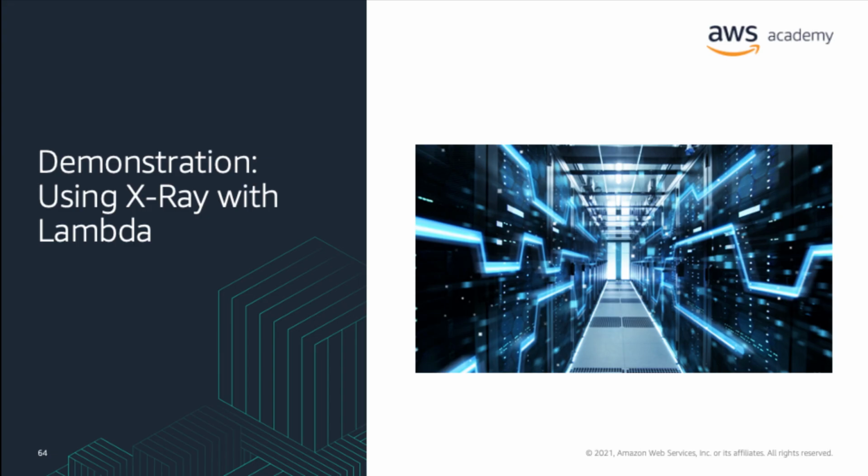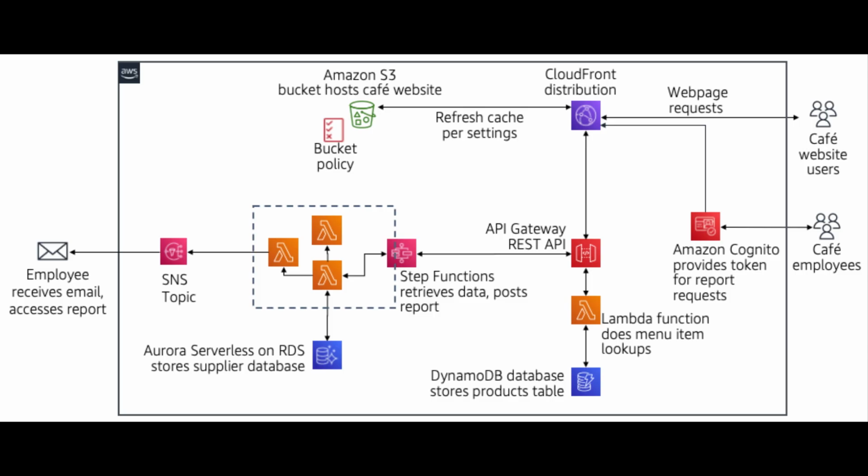Welcome! In this video, I'll show you how to use AWS X-Ray to analyze the performance of a distributed application. This diagram shows the architecture for a version of the Cafe website. This version of the website is more fully developed than the one you have built in the course labs up to this point. In this version of the application, AWS Lambda functions have been built to be invoked when users request information on the Cafe website.